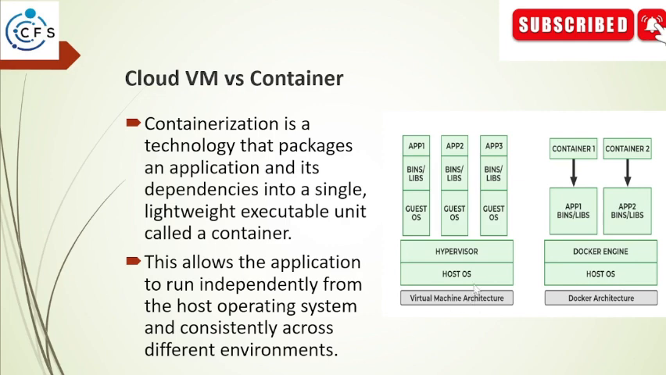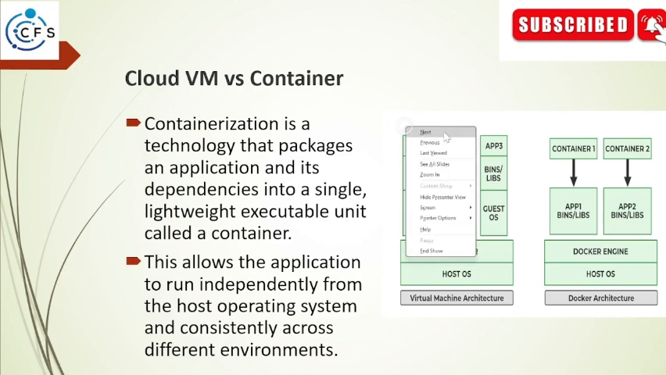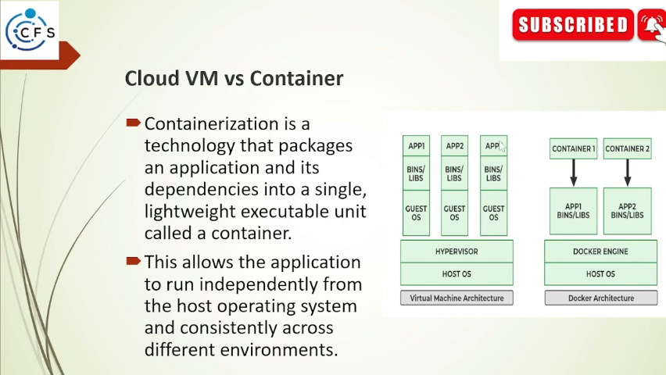So this is our virtual machine. We have a host OS, we have a hypervisor, and on that we have application 1, application 2, application 3. These are my different applications that are running. And now I have a container. In the Docker architecture, on the host OS we have the Docker engine, and based on that we are using container one and container two. So basically, a container, as it said, is a single lightweight executable unit.